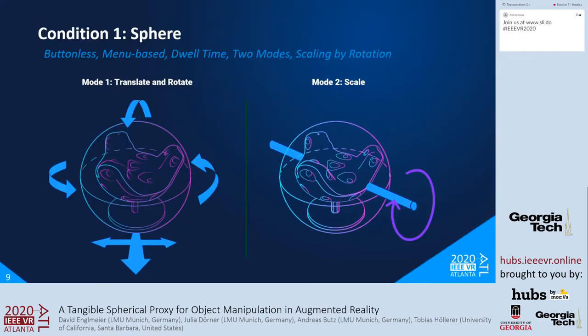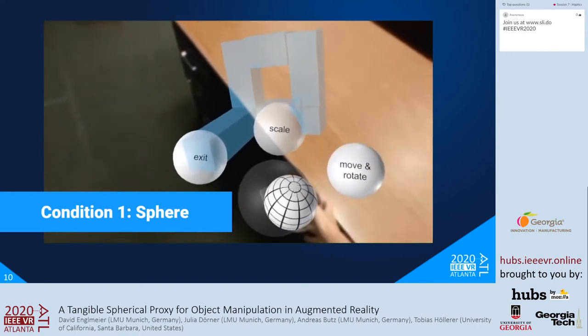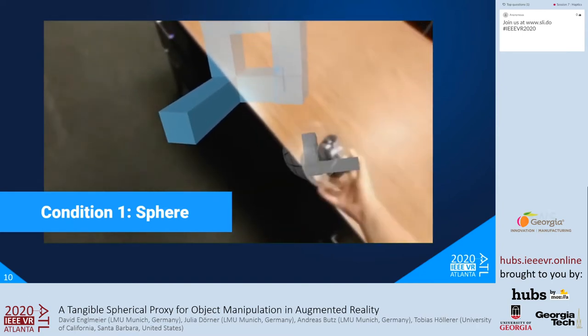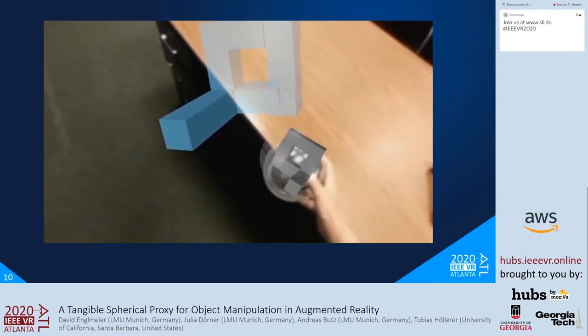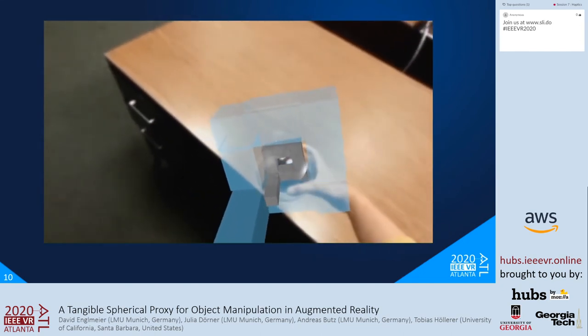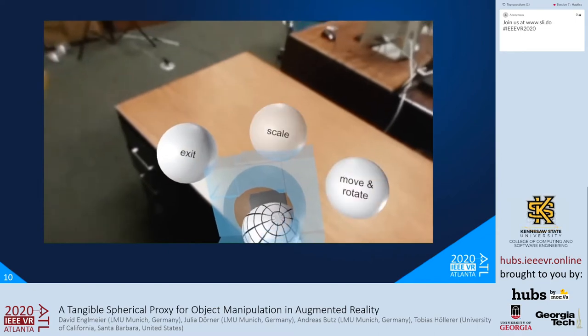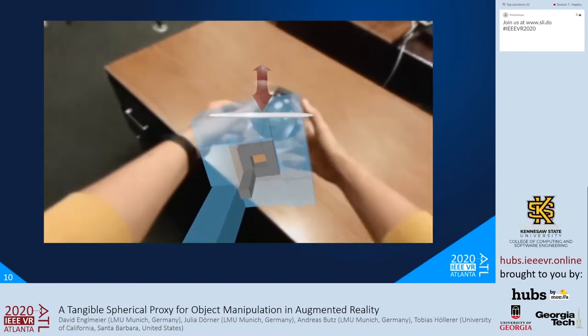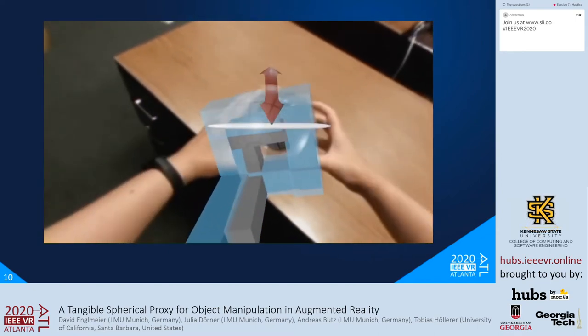For the first condition, the sphere, we have the previously outlined menu-based approach, with one mode for translation and rotation, and a second mode that allows for scaling when the sphere is rotated around the central axis. As we can see now in the video, we can touch the virtual object with the sphere, and then select the move and rotate mode to place the object at the desired spot by holding it still for 1 second. With the scale mode, we then can bring it up to the desired target scale by just rotating the sphere.